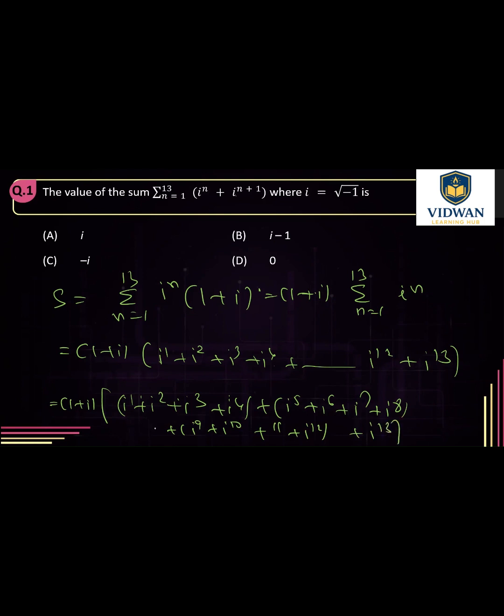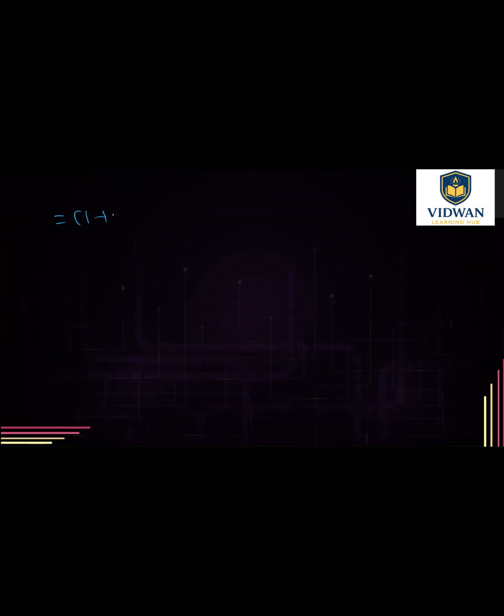So any 4 consecutive powers of i will always add to 0. So this sum would be 0, this would be 0, this would be 0, and i power 13 would remain. So we'll get 1 plus i into, everything would be 0, just i power 13 would remain. And how do you write i power 13? We can actually write i power 13 as i power 12 into i.